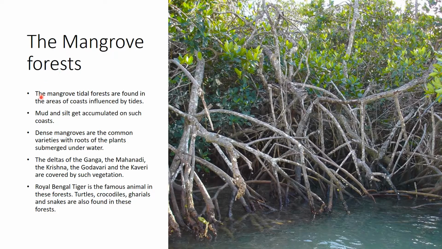The mangrove forests of India. The mangrove tidal forests are found in the areas of coasts influenced by tides. Mud and silt get accumulated on such coasts. Dense mangroves are the common varieties with roots of the plants submerged underwater. The deltas of the Ganga, the Mahanadi, the Krishna, the Godavari and the Kaveri are covered by such vegetation. Royal Bengal tiger is the famous animal in these forests. Turtles, crocodiles, gharials and snakes are also found in these forests.